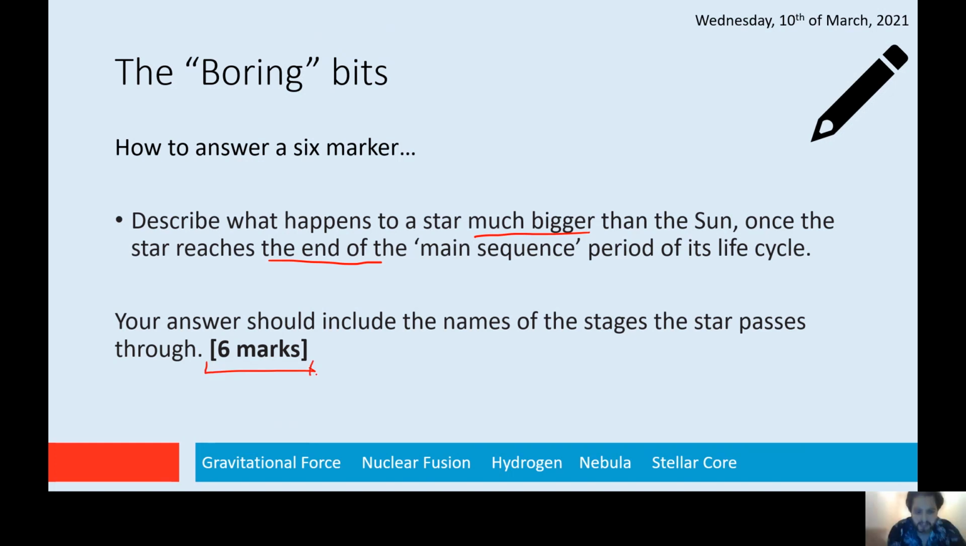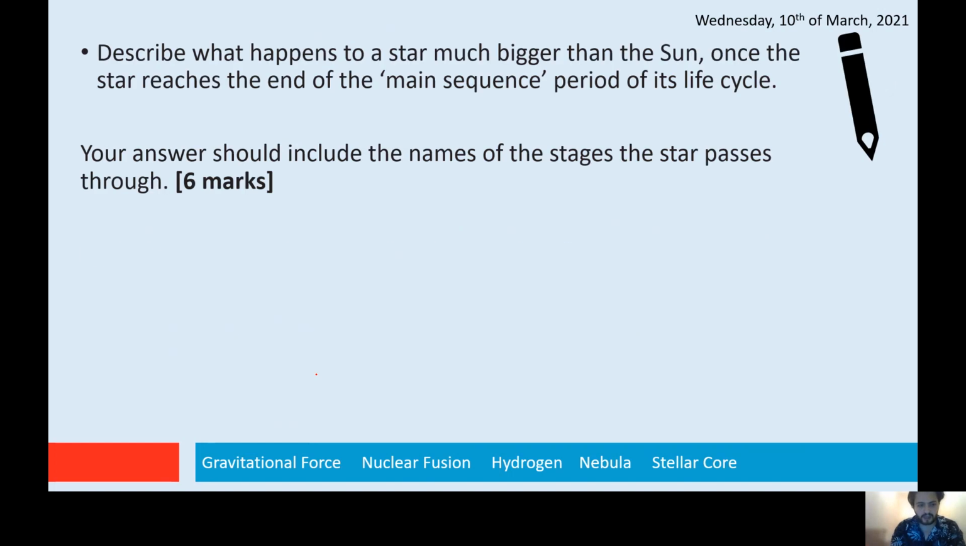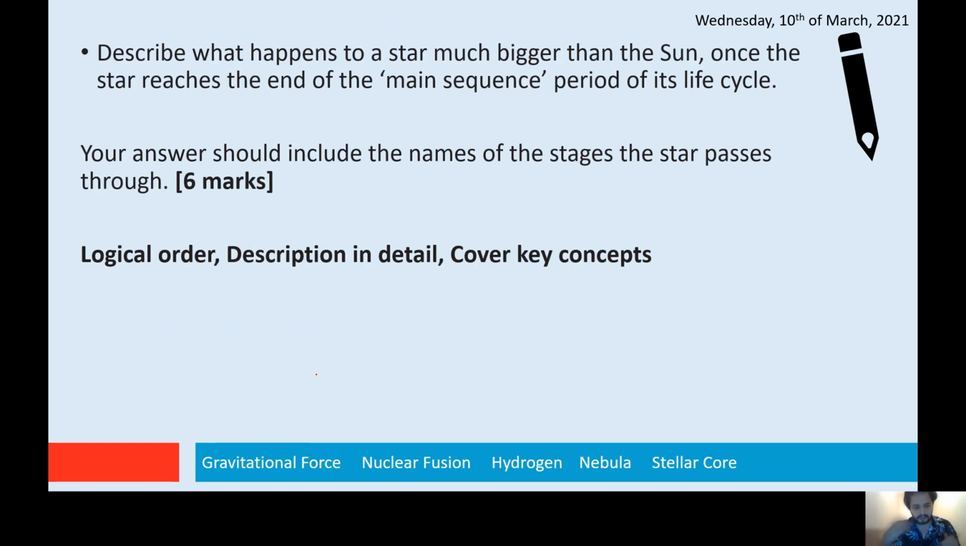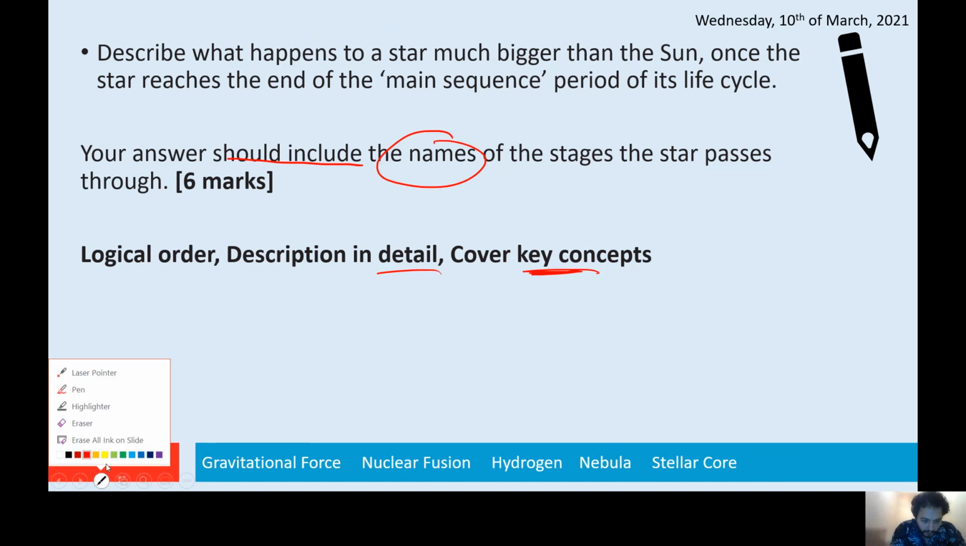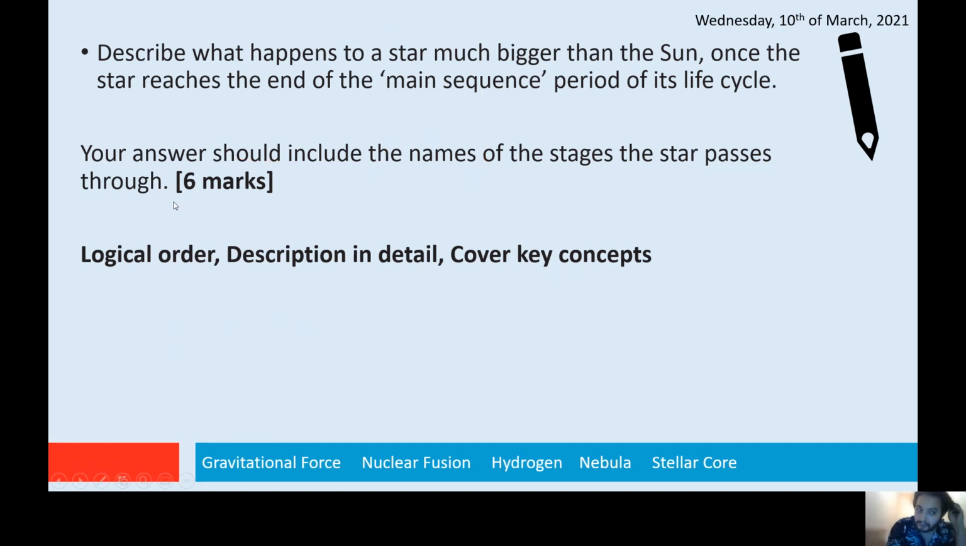Now, you wouldn't write an essay just haphazardly. You'd be expected to plan. So I'd encourage you guys to think of at least a short structure, because your answer has to have some sort of logical order. You can't be going all over the place when you're describing this process. You've got to describe things in detail, and you've got to cover the key concepts. Now, in this question, they gave you the key concepts that you have to cover. So it should include the names of the stages. So you know already what they're looking for. You'll know what the examiner is going to be looking for.